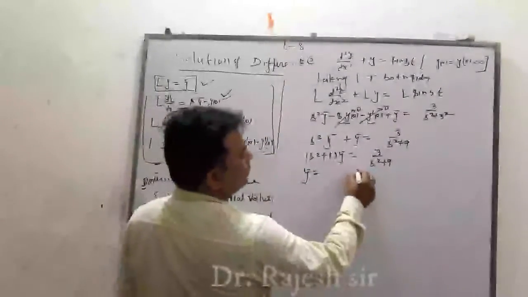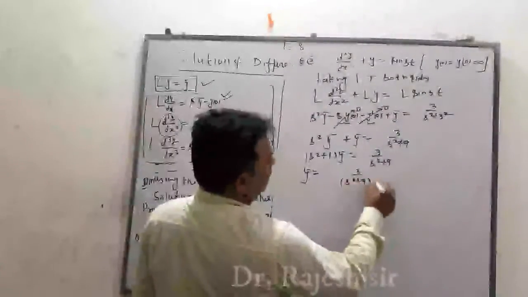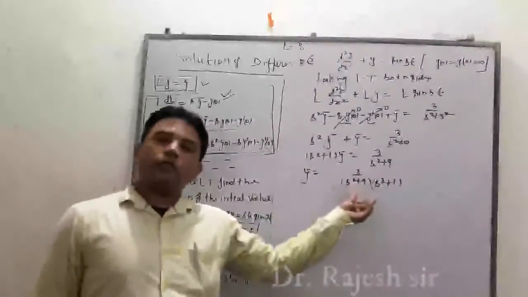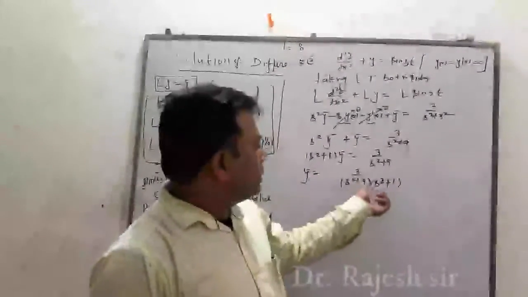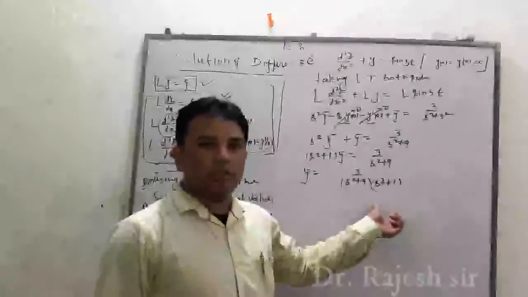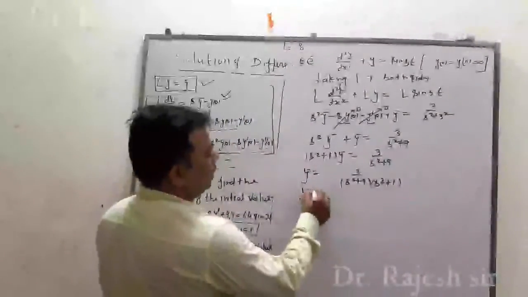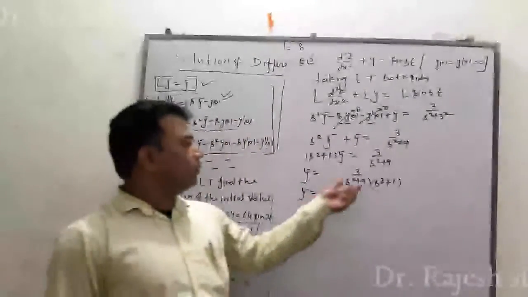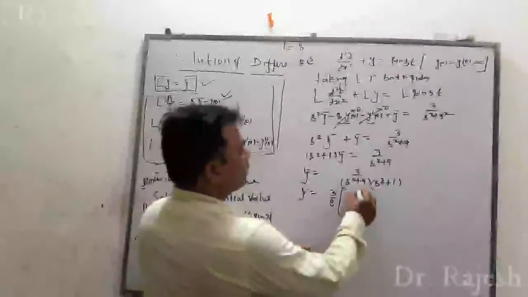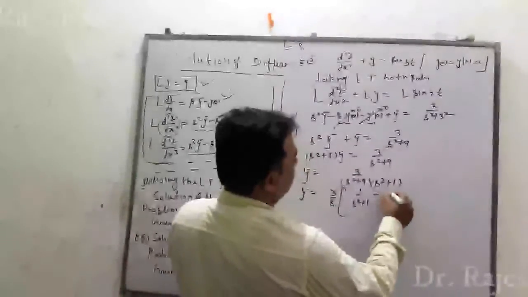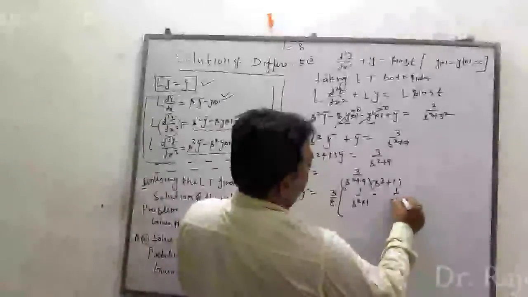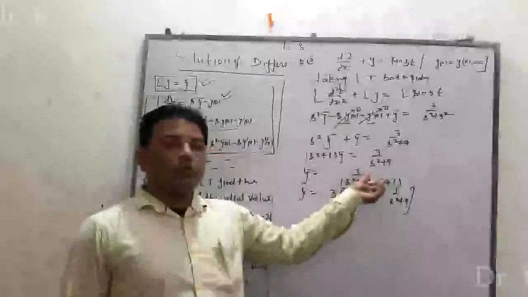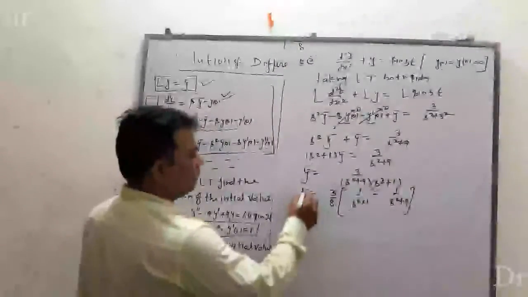Then y bar equals 3 upon (s square plus 9)(s square plus 1). We can break this function by partial fractions. Break this: y bar equals 3 by 8 (you can do it in your copy, but I am writing it directly) times 1 upon s square plus 1 minus 1 upon s square plus 9. We can solve this and we get the value of this.